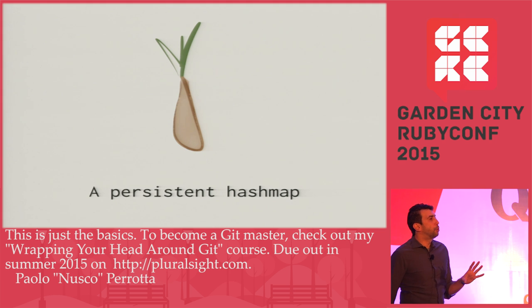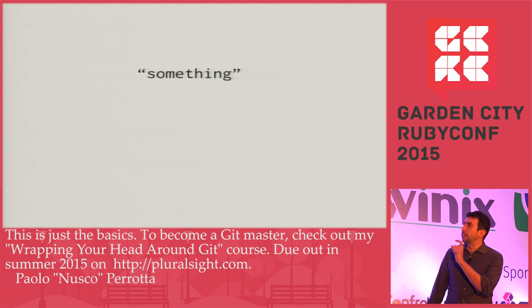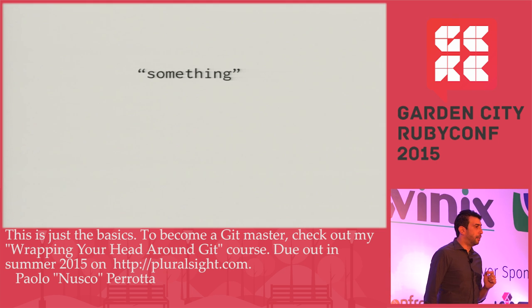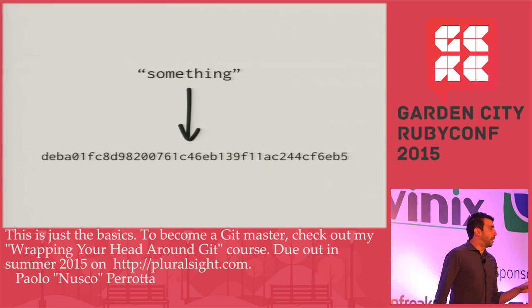Weird, but allow me to show you how. You give Git a piece of content, for example, in this case, the string "something", and it gives you back a hash, a 20 bytes hash. Okay?